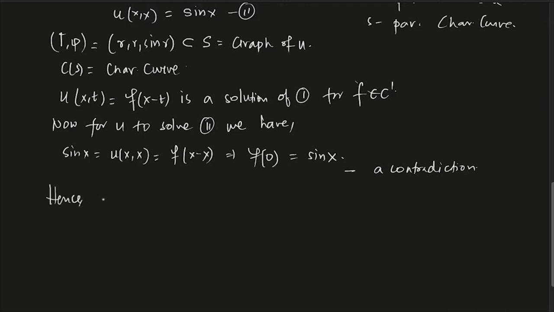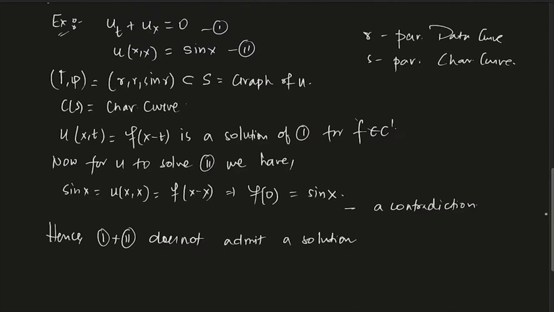Hence 1 plus 2 does not admit a solution. Okay, let us understand what is the problem here. Just take 30 seconds and think about what the problem is. Okay, see, the problem is this. If I put u at the point (x, 0) as sin x, there was absolutely no problem. You can just write it as sin of x minus t, that's the solution. Here the problem is this. What are the characteristic curves? Let us explain what the problem is.